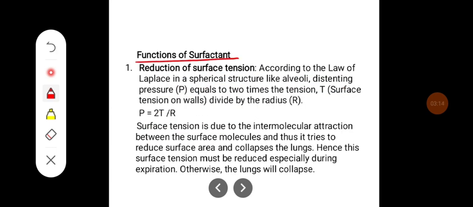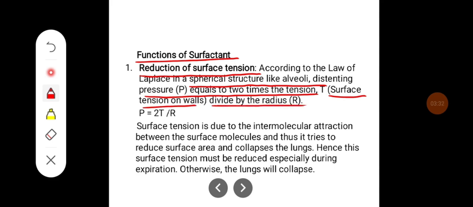Functions of surfactant. It is important for reduction of surface tension. According to the law of Laplace, in spherical structures like alveoli, distending pressure equals 2 times the tension, T, which is the surface tension on the walls, divided by the radius. So the pressure is given by 2T divided by R.